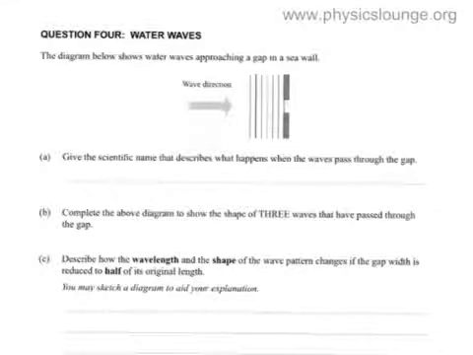Question 4, we're looking at water waves. The diagram below shows water waves approaching a gap in a sea wall. Classic question, really. Give the scientific name that describes what happens when the waves pass through the gap.